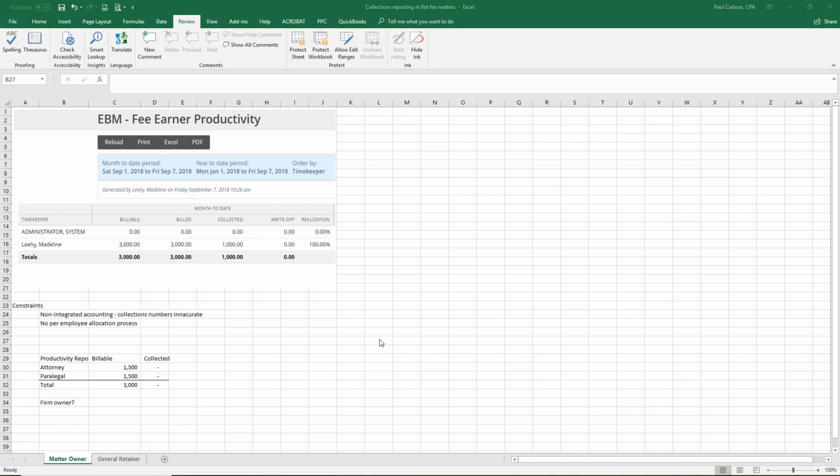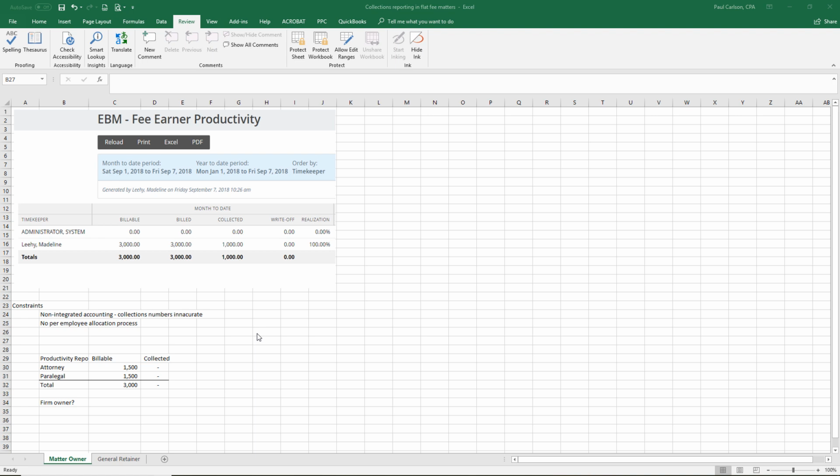In this video, we're going to be looking at potentially the holy grail metric for firms that bill based on flat fees. For firms that bill by the hour, one of their key metrics in monitoring employee productivity is they look at how much money was collected per biller, and that way they can see the health of production, that is, the person putting in time that clients are paying for. And here we have a report that shows that Madeline has $1,000 collected for the period.